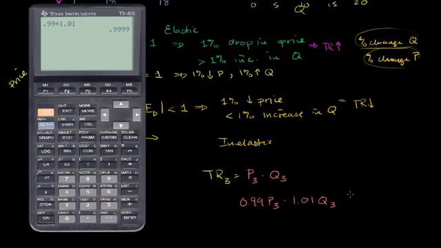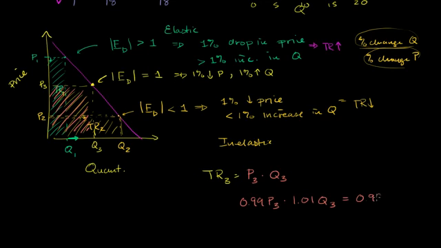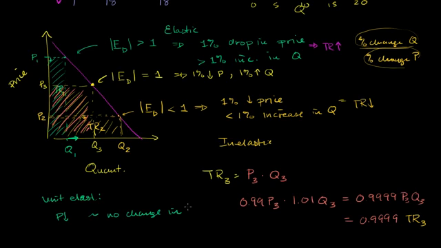So this is going to be equal to 0.9999 times P3 Q3, which is equal to 0.9999 times total revenue 3. But it is roughly unchanged. So that's kind of the general rule of thumb. When you are at unit elasticity, then a decrease in price says approximately no change in total revenue.